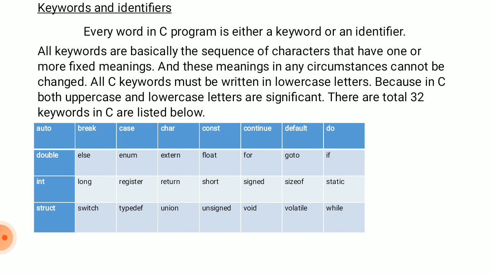Again, C provides 32 keywords, which are listed below. So these are the 32 keywords. I will read them out, and all these keywords are written alphabetically.